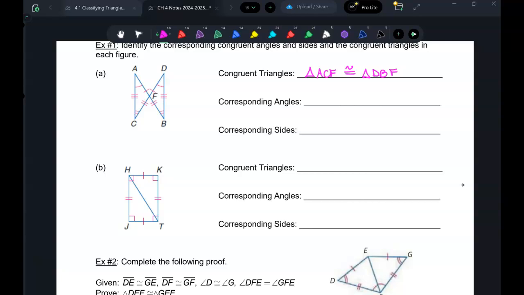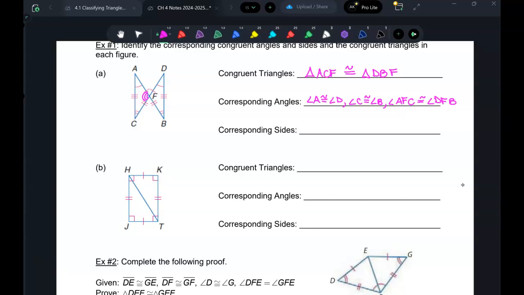Corresponding angles: angle A is congruent to angle D, angle C to angle B. But I cannot just say angle F because there are multiple angles here, so I have to be very specific. Angle AFC would be congruent to angle DFB. So you write all three corresponding angles. If there's more than one angle at a particular vertex, we have to use the three letters.